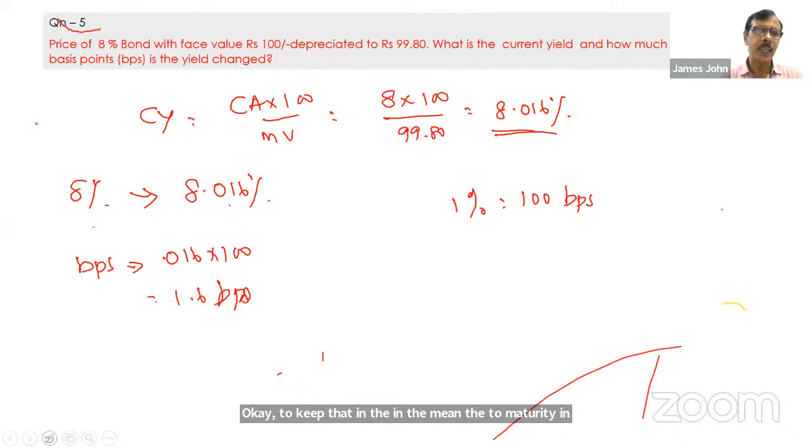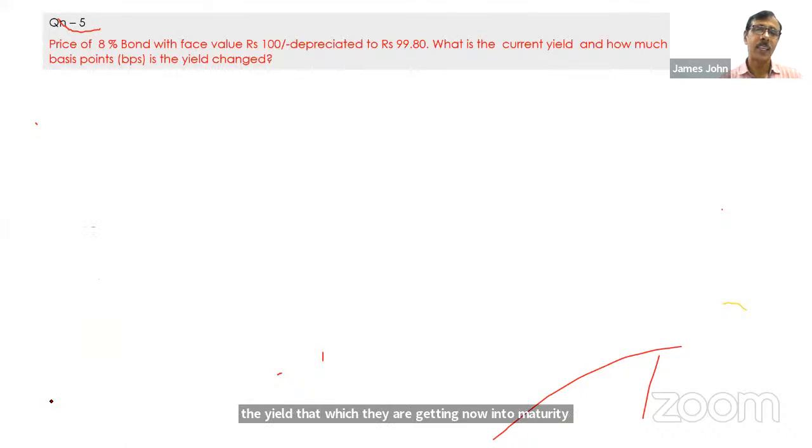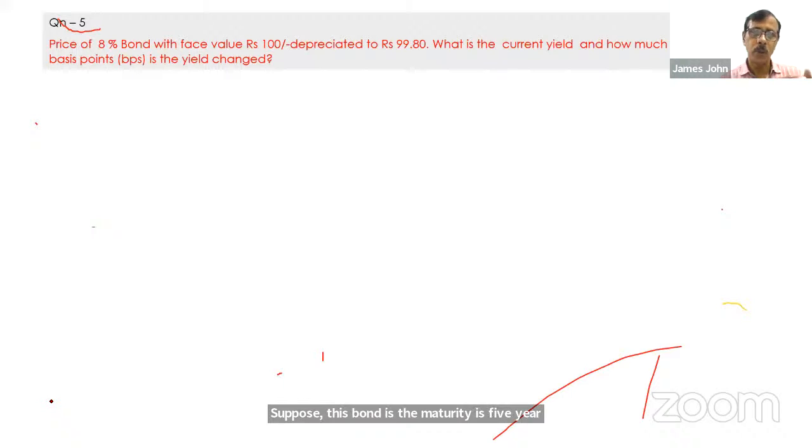Sir, the current yield to maturity? Current yield means the yield which they are getting now. Yield to maturity means the aggregate yield they get if they hold it till it matures. Suppose this bond's maturity is 5 years. They hold it for 5 years, and at the end of 5 years, what is the average yield he is expected to get? That is known as the YTM, or yield to maturity.